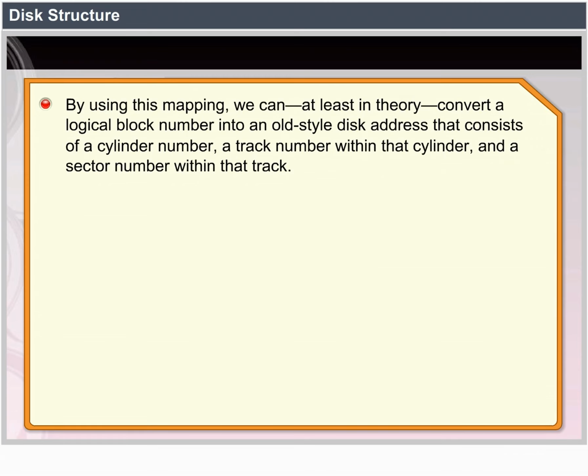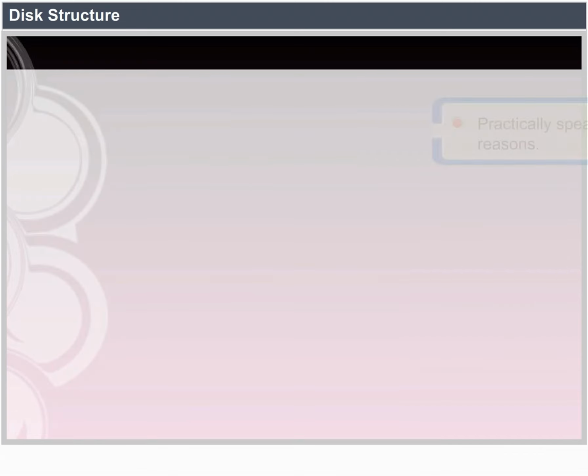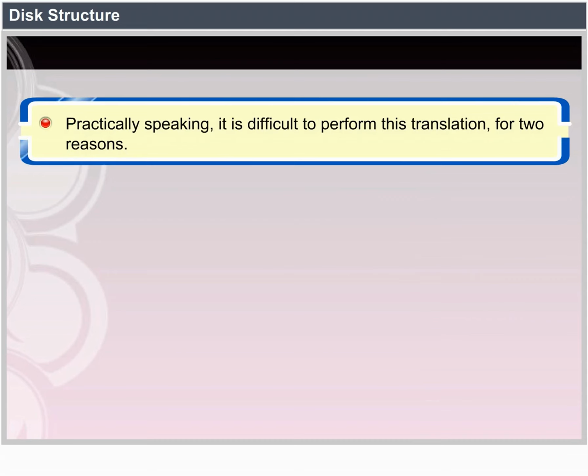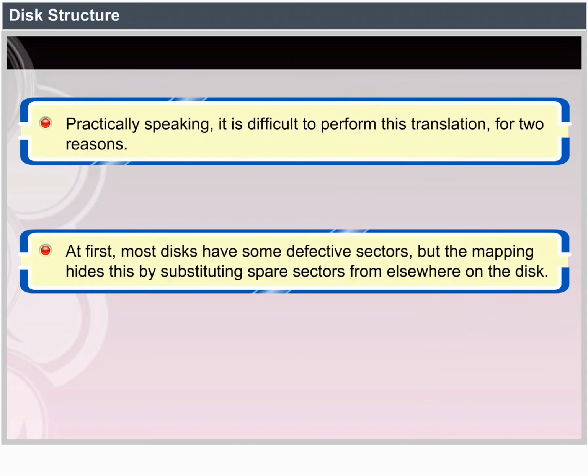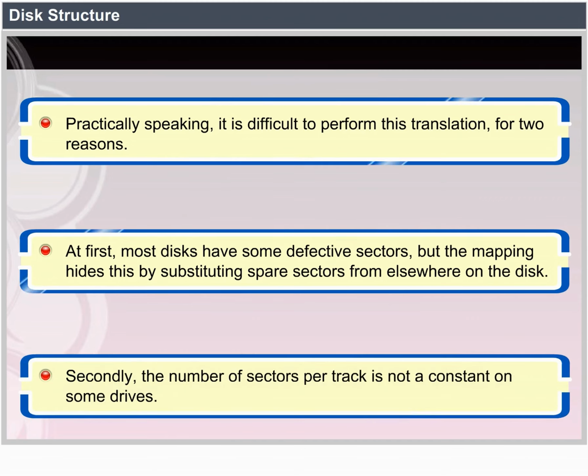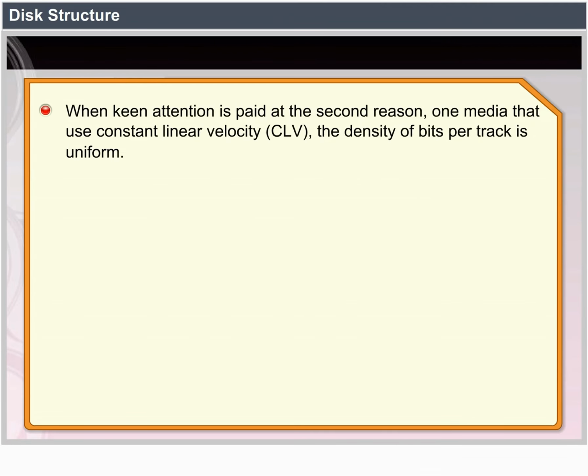In practice, it is difficult to perform this translation for two reasons. First, most disks have some defective sectors, but the mapping hides this by substituting spare sectors from elsewhere on the disk. Second, the number of sectors per track is not a constant on some drives. Let's look more closely at the second reason. On media that use constant linear velocity (CLV), the density of bits per track is uniform.